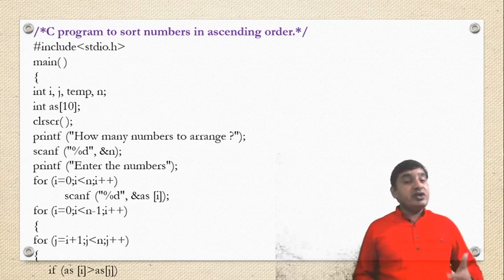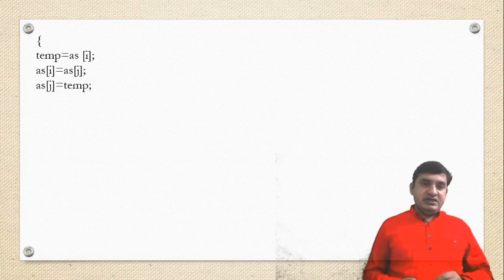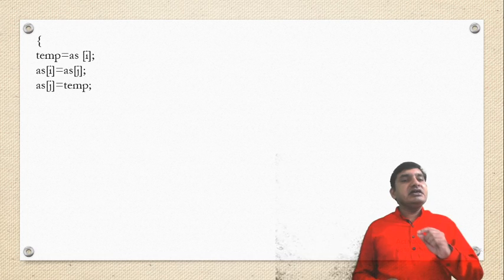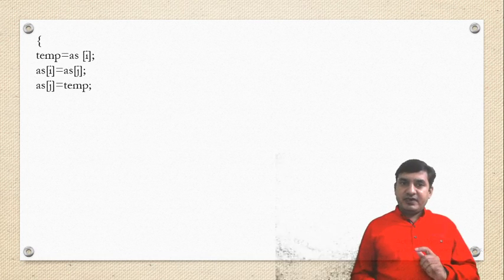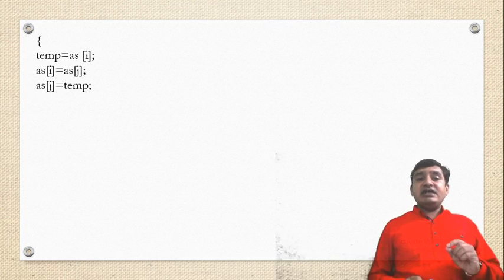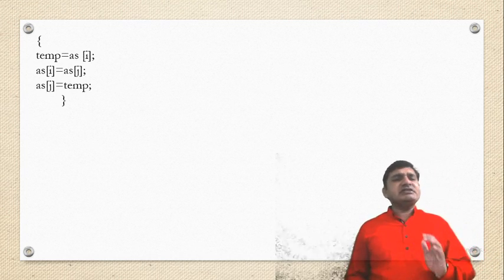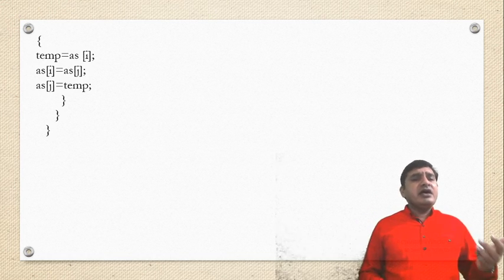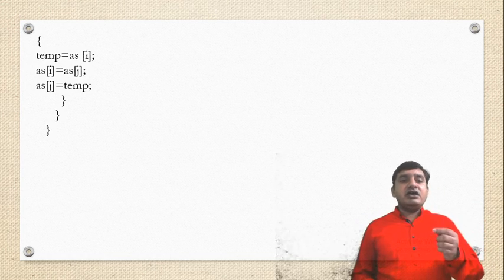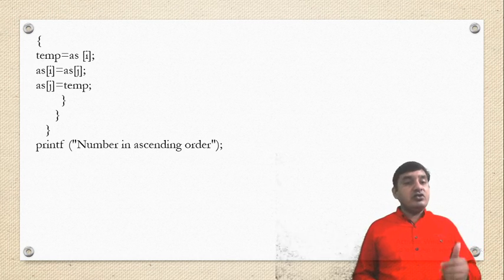Now temporary is equal to ascending[i], then ascending[i] is equal to ascending[j], and ascending[j] is considered as the temporary. The closing curly brackets are used to close the third for loop.